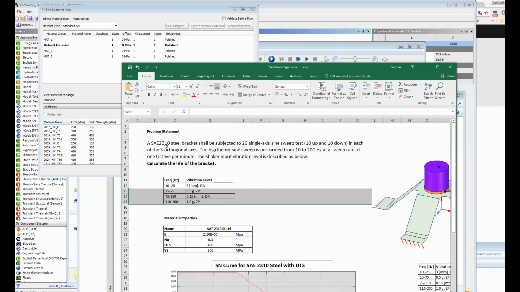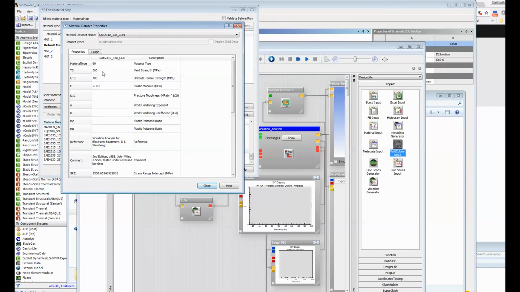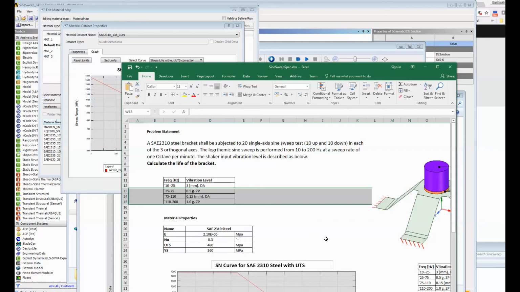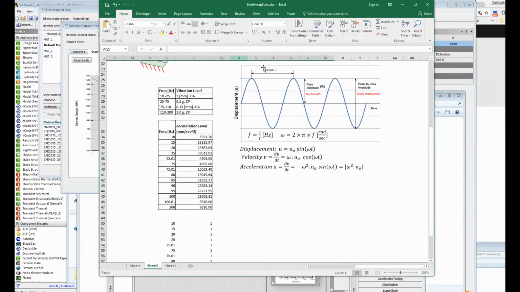What we are going to use is SAE 2310. Let's scroll down and see SAE 2310. You can view the properties, and you can also have a look at the SN curve. One important thing to understand here is the y-axis is given in range instead of amplitude. It's important to understand this difference because amplitude means 0 to peak. The range means peak to peak.